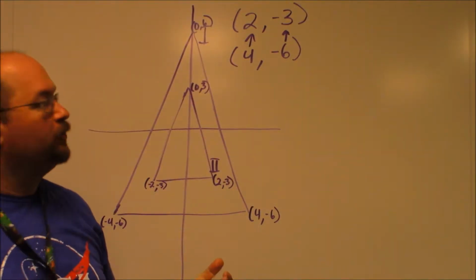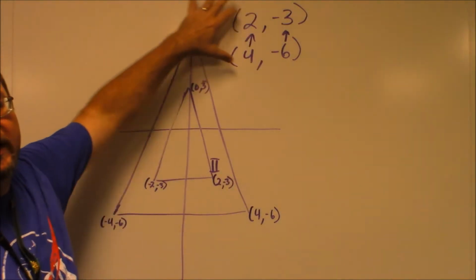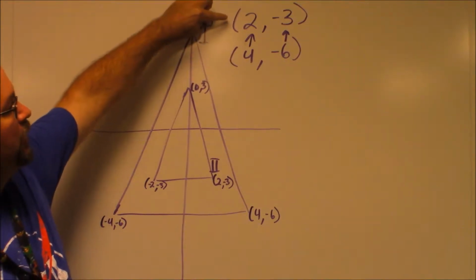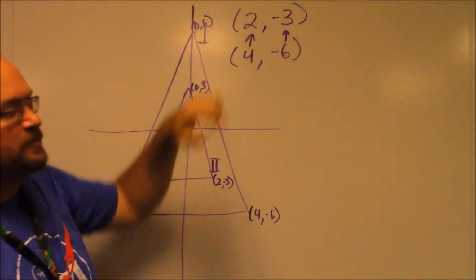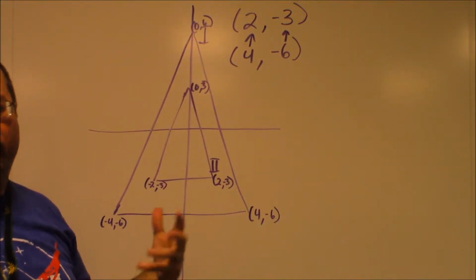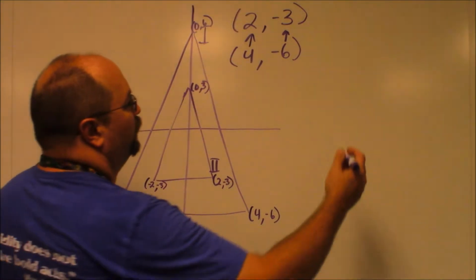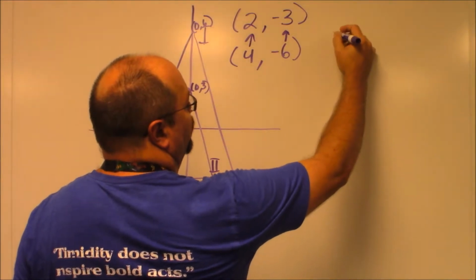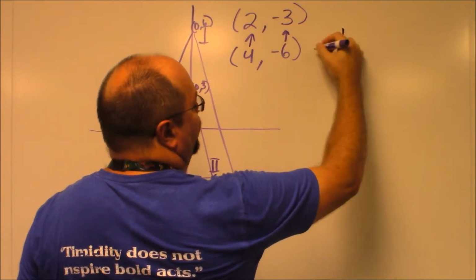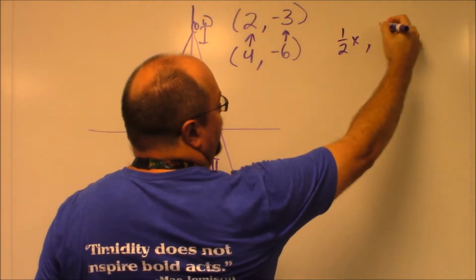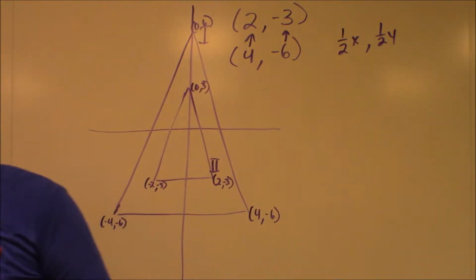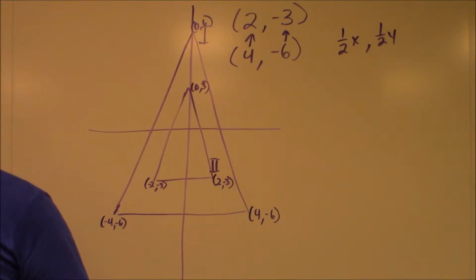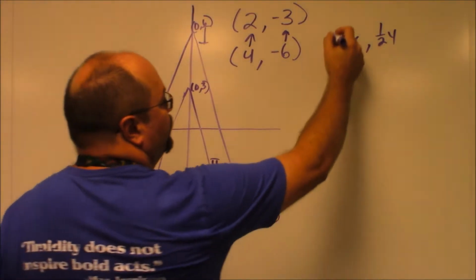Well, the answer should be relatively obvious. Each of these is being halved, basically. So 4 becomes 2, we're multiplying by 1/2, or dividing by 2. -6 becomes -3, again, we're multiplying by 1/2, or dividing by 2. So my rule would have 1/2 x and then 1/2 y. That would be the rule that you would see here.